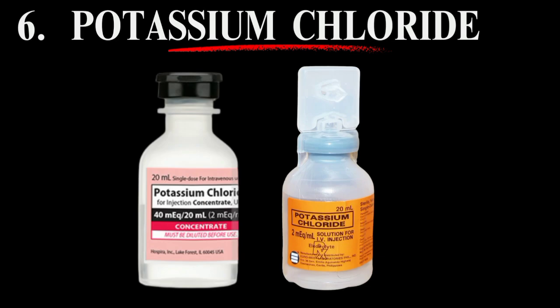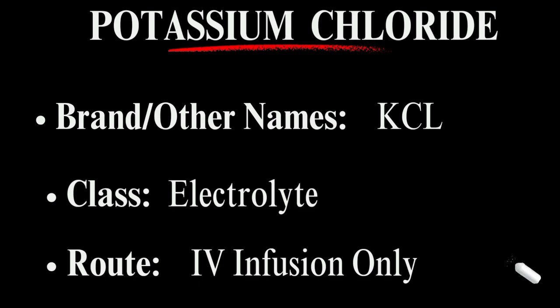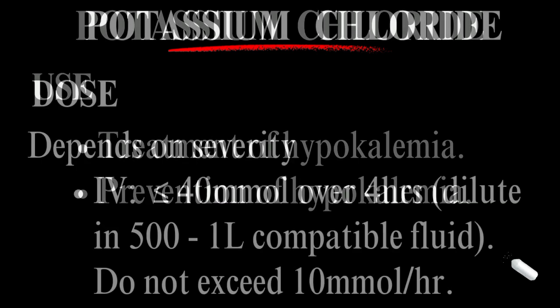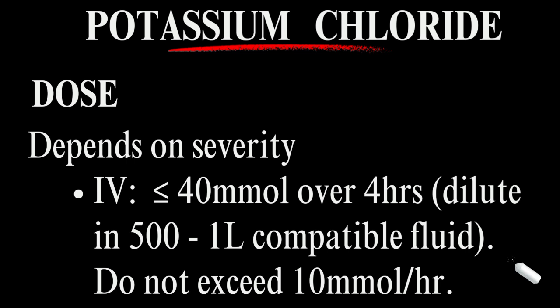Potassium chloride. It can also be referred to by its chemical name, that's KCl. It's an electrolyte and the route of administration is IV infusion only. It's used in the treatment of hypokalemia or the prevention of it. The dose usually depends on the severity of hypokalemia. Usually we are giving less than or equal to 40 millimole over 4 or more hours. You have to dilute it in 500 ml to 1 liter of compatible fluid, and the rate shouldn't exceed 10 millimole per hour.